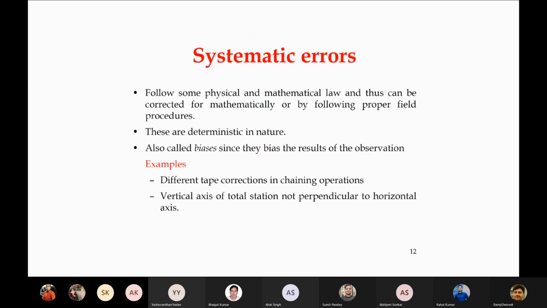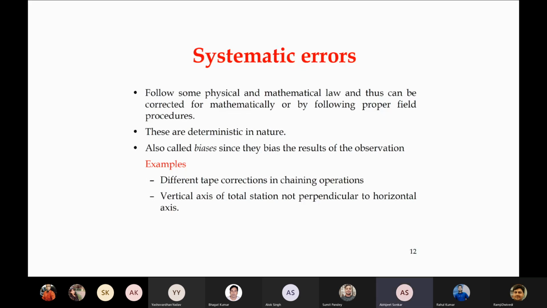What are the next type of errors? Systematic errors. Systematic errors, by its terminology itself, are systematic in nature. It is not arbitrary. It follows some physical and mathematical law and thus can be corrected for mathematically or by following proper field procedures. They are deterministic in nature. That's very beautiful. That systematic nature should be written in bold, because you should always remember that deterministic nature of the error is for only and only systematic error.